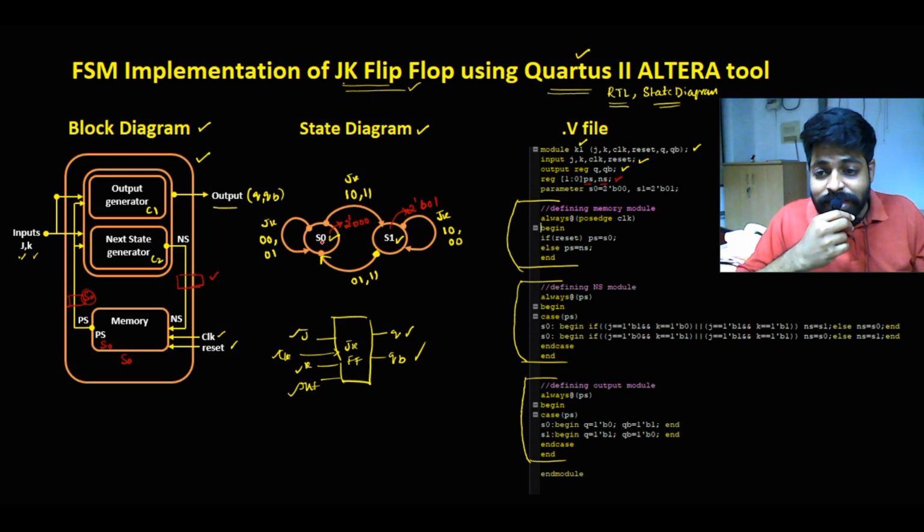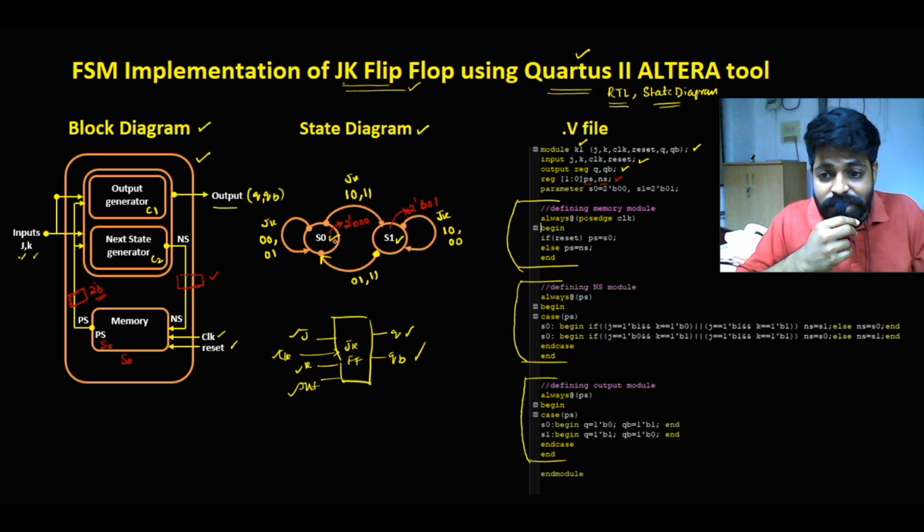So S0 is represented with a 2 bit symbol and S1 is represented with a 2 bit symbol. Once I keep S0 in this bucket, since S0 is 2 bits in size, I have to make sure the bucket is 2 bits in size. So for that, I represent the present state and next state as net data type registers where the size of the register is 2 bits.